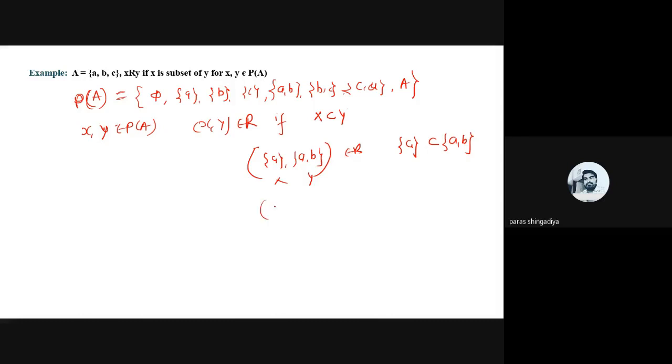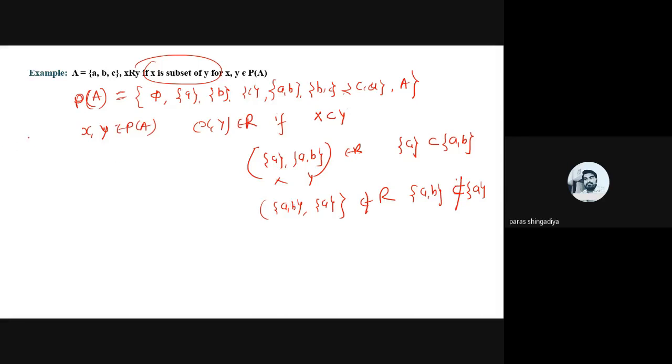But if I interchange that, if I consider ({A, B}, {A}), it is not in the relation. Why is it not in the relation? Because here the subset condition is not fulfilled. That is not true: {A, B} is not a subset of singleton {A}. Therefore ({A, B}, {A}) is not a part of the relation. But any pair which satisfies the condition that x is a subset of y, we can include in the relation.